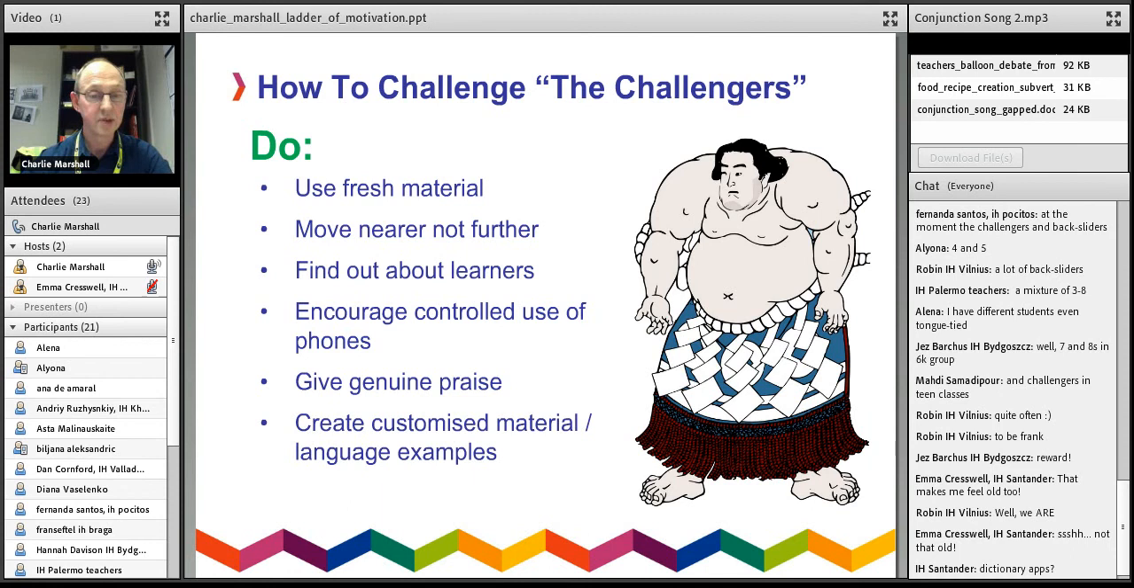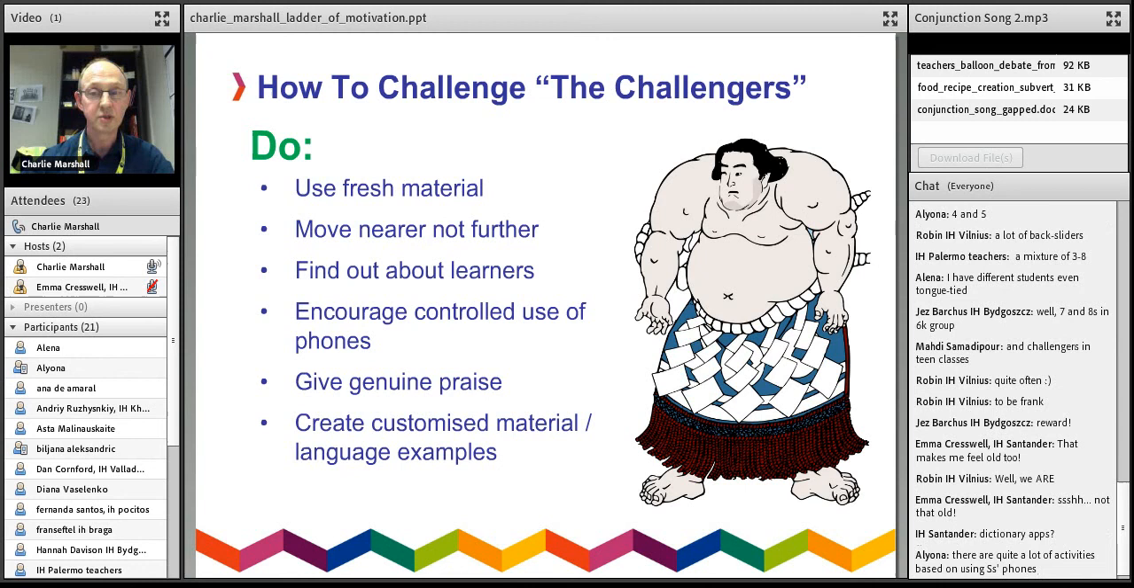And another one is create customized material. So if you're giving examples on the whiteboard about the passive, the third conditional, try not to use ready-made examples with people called John and Mary. If you can use the names of the students in the room, and even better than that, some real information about those students, include it.